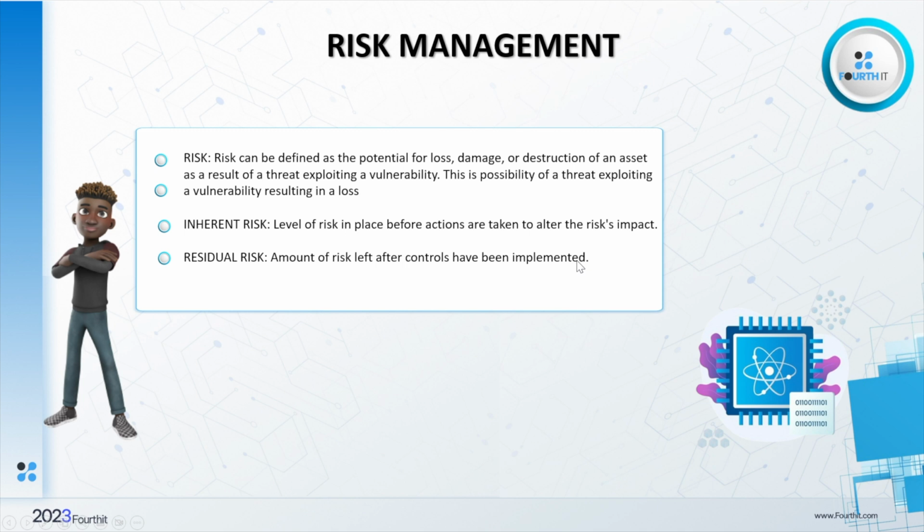We have inherent risks and we have residual risks. What is inherent risk and what is residual risk? Inherent risk has to do with risk that is involved in a system before we put in measures or controls. I'm sure you remember what control is. Residual risks are risks that are left after you have put in controls. Inherent risks are risks that are involved before you put in controls. Residual risks are risks after you have put in controls.